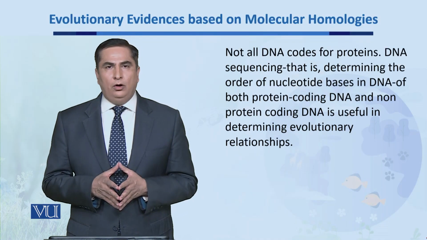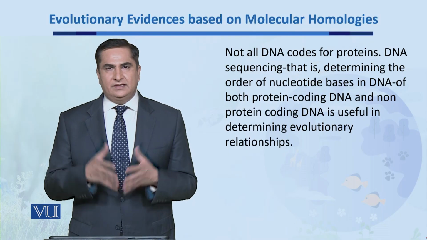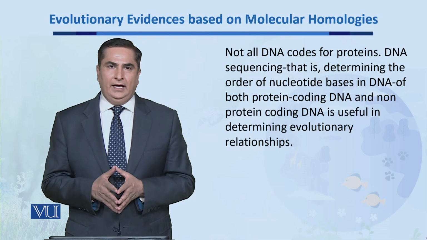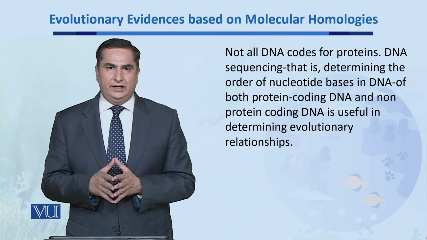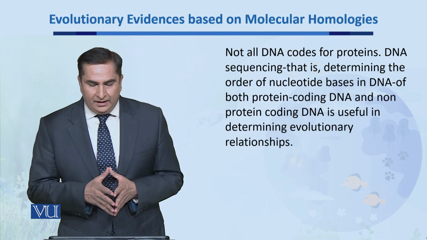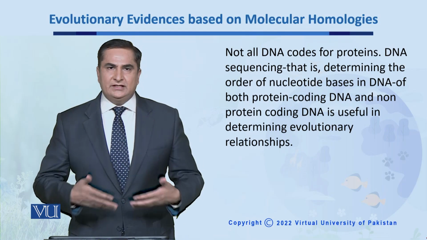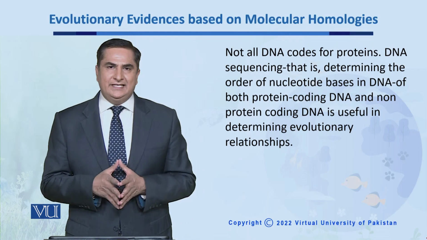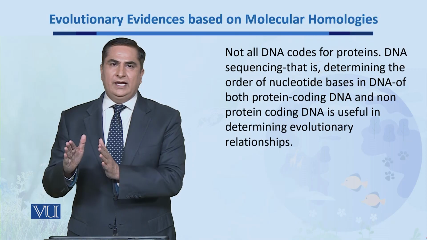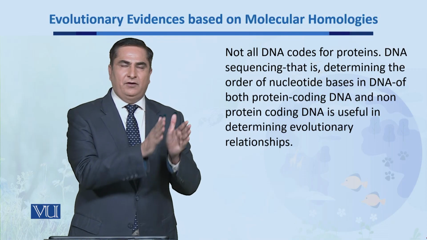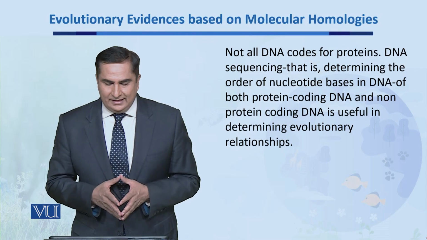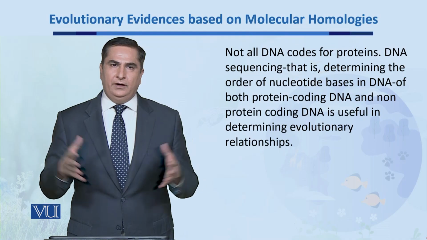Now, not all DNA codes for proteins. You can say that 95% of the DNA does not code for proteins; it is known as junk DNA, or non-coding DNA. Now, changes also occur in that portion of the DNA as well. So studying the mutations in the non-coding region as well as the coding region, which gives rise to different proteins, is useful in determining the evolutionary relationship between different organisms.